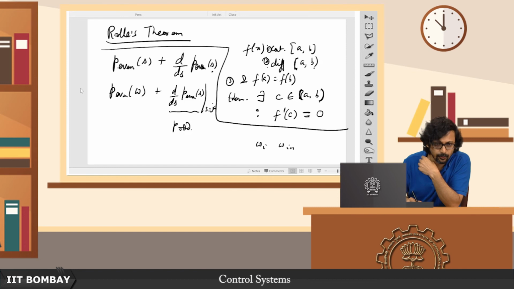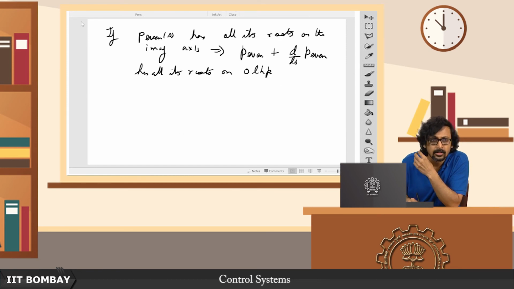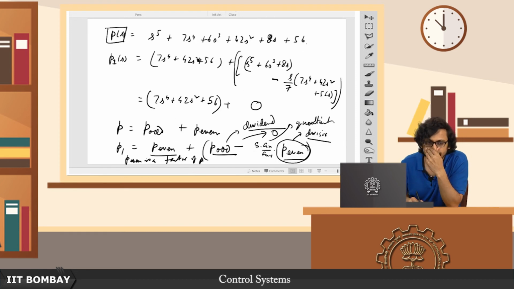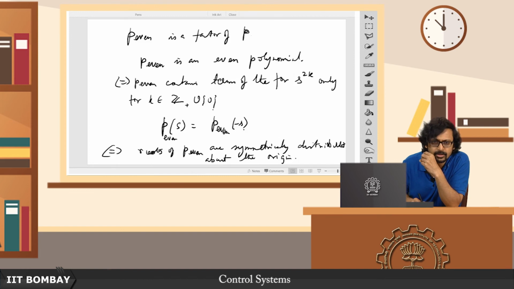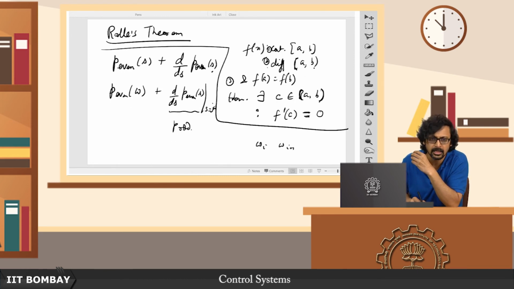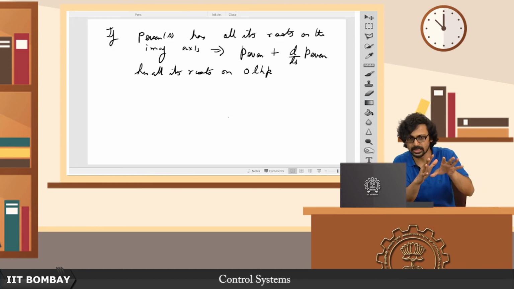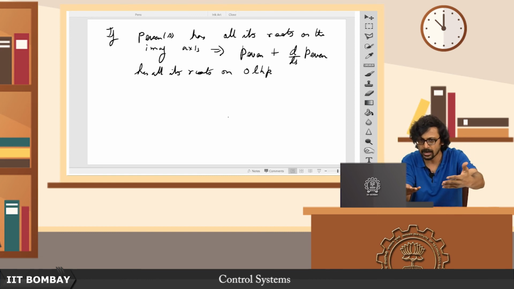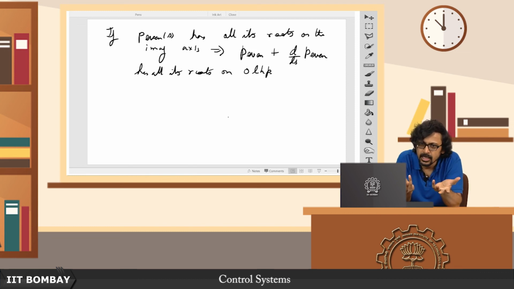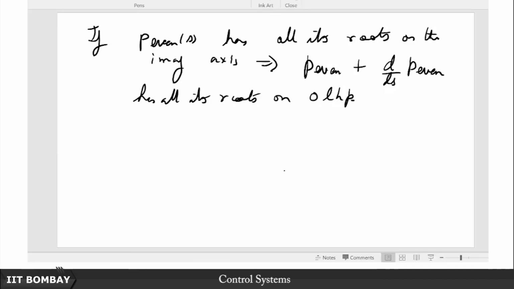So if I now continue this table here, where is that table? Have I actually drawn the table? I haven't drawn the table. Okay, I will draw the table, that will make it clearer. If I am trying to ascertain whether all the roots of this new polynomial that I have cooked up are on the open left half plane, it is the same as studying if all the roots of the even polynomial are on the imaginary axis.